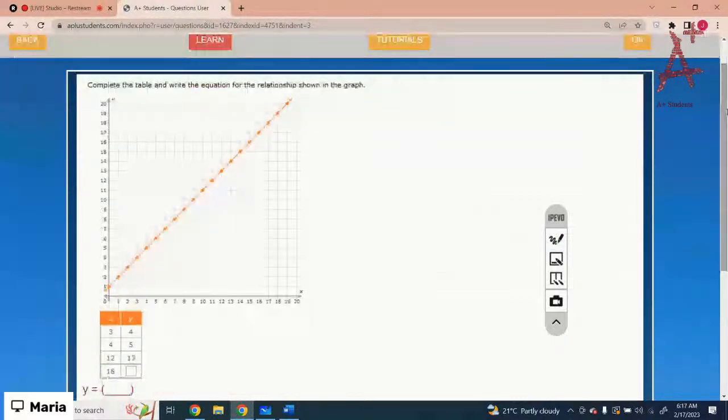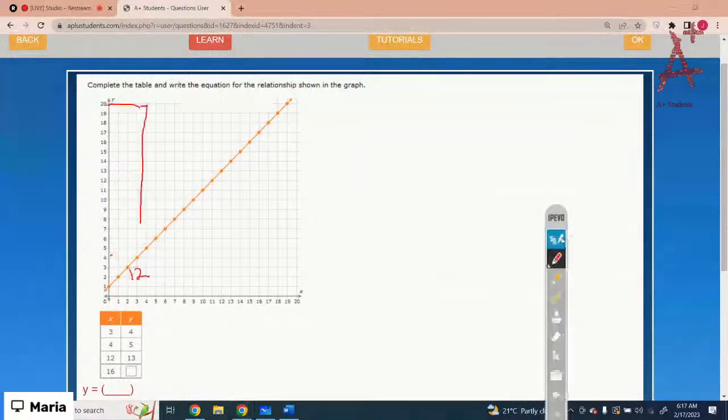Complete the table and write the equation for the relationship. Okay, when x is 16, let's see what is the value of y when x is 16. Where you have x is 16. Okay, I think when x is 16, y is 17. Yes, when x is 16, y is 17.